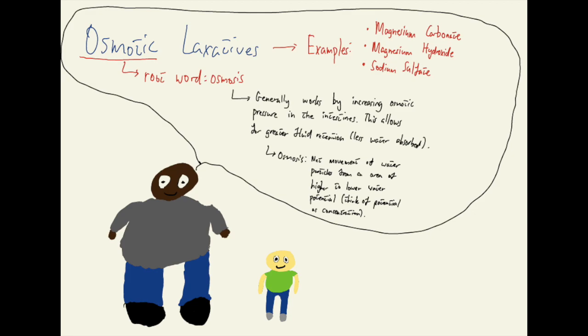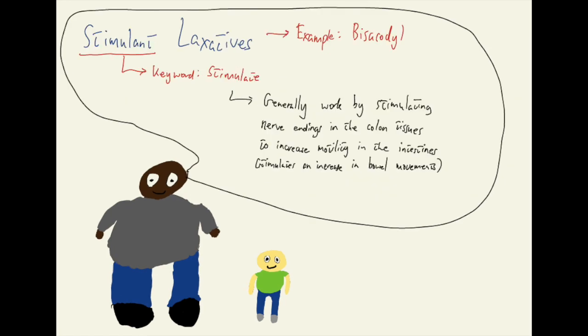Now, osmotic laxatives increase the osmotic pressure in the intestines, which allows for less fluid being reabsorbed in the large intestine, basically adding more fluid to stool. Examples of this include magnesium carbonate, magnesium hydroxide, and sodium sulfate. Right. Now let's move on to stimulant laxatives.